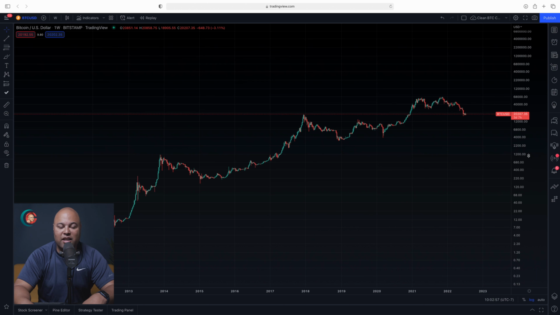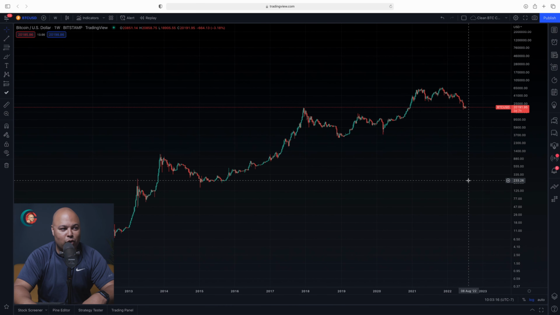Why? Because dollars and cents are not how assets work. Assets work in terms of percentages. It's not about did it go up $100. If it went up $100 from $40, that's a lot different than it going up $100 from $2,000. So I use a logarithmic scale, and that is important.